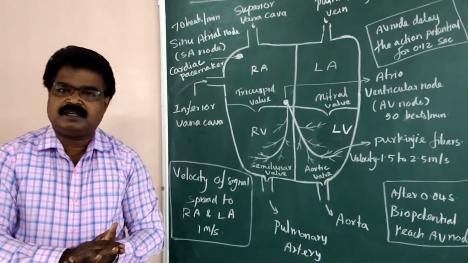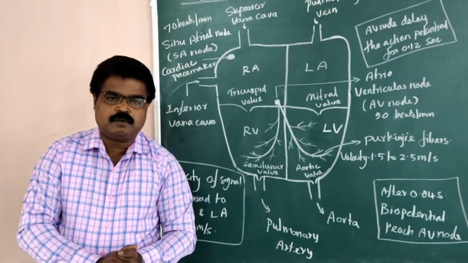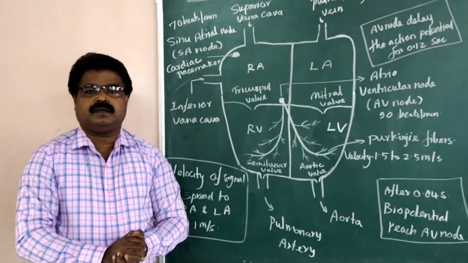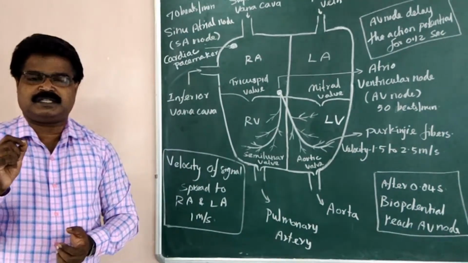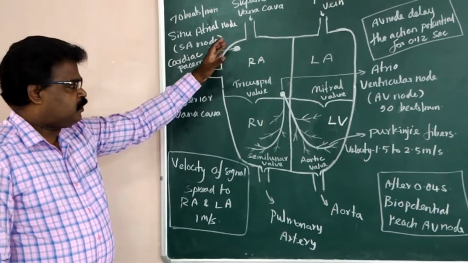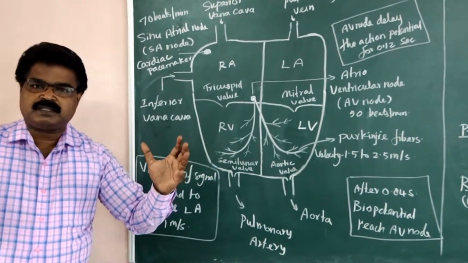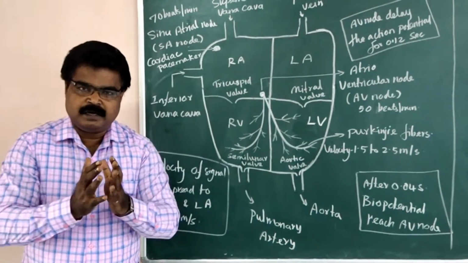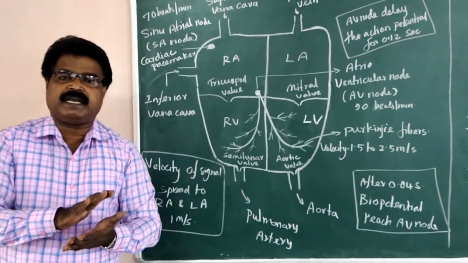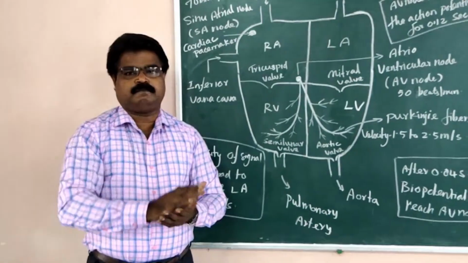So in the heart, the SA node generates the action potential at the rate of 70 beats per minute. This action potential first spreads into the atrium. Because the two atria are synchronized together and act together, the bioelectric potential generated from the sinoatrial node first spreads into the atrium.